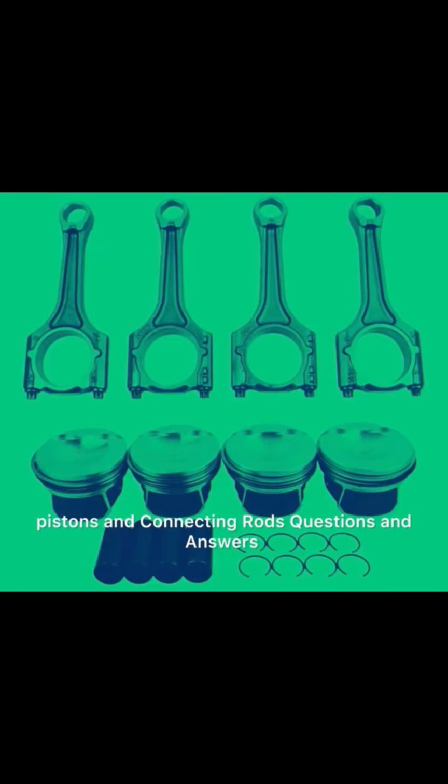Pistons and connecting rods. Questions and answers. 1. What is the function of a piston? Create turbulence. Receive force from expanding combustion forces. 2. What materials are used to manufacture pistons? Aluminum, hypereutectic aluminum, cast iron.